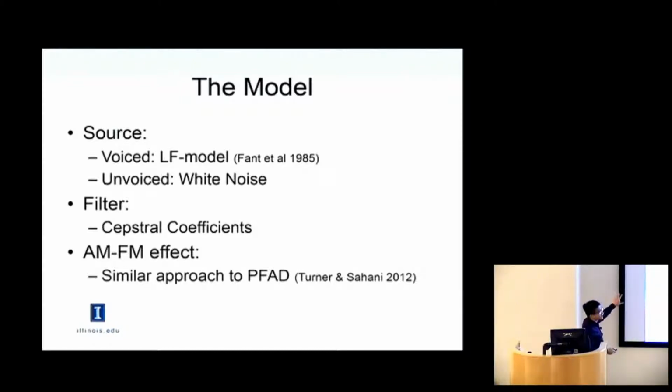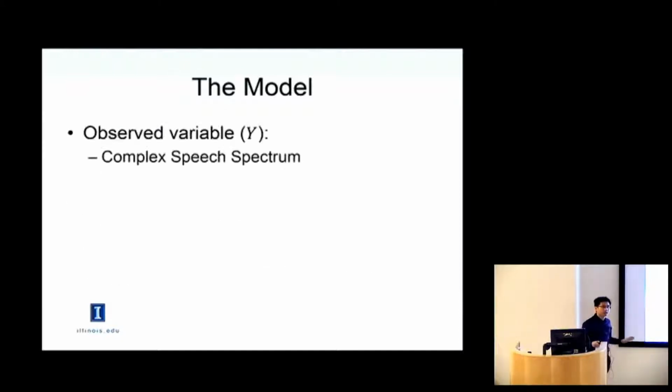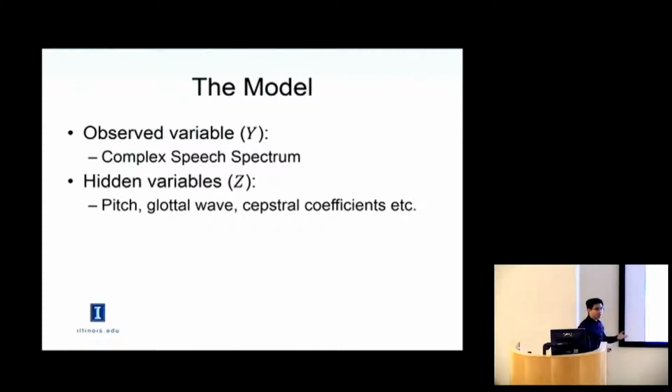Basically, we apply probabilistic assumptions to this model, and then, without going into details, the model contains an observed variable, which is the complex speech spectrum. Here I want to emphasize that our model models the complex speech spectrum as a whole, whereas a lot of other speech models only consider the amplitude of speech. And then the hidden variables are, as we have already mentioned, pitch, glottal wave, cepstrum coefficients, AM, FM parameters, etc.